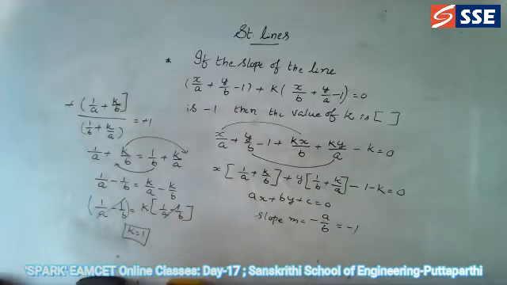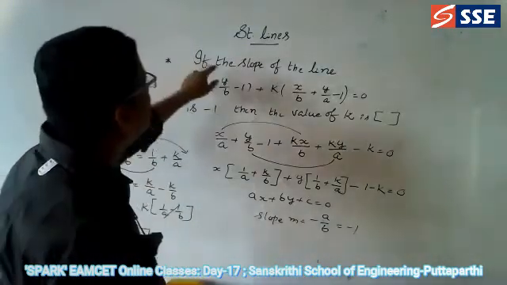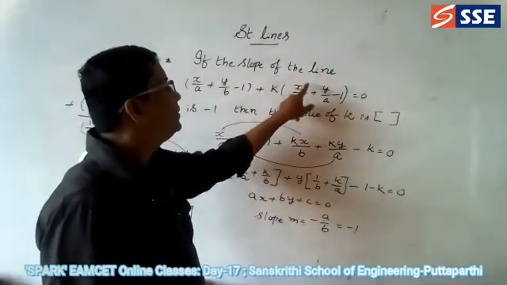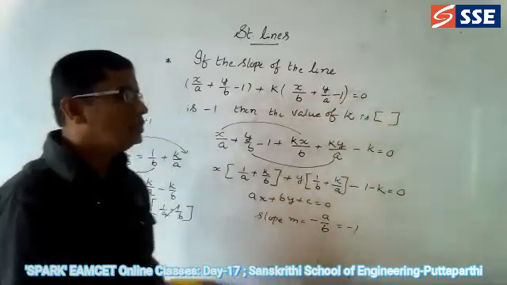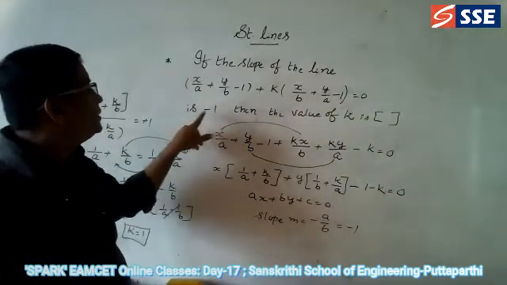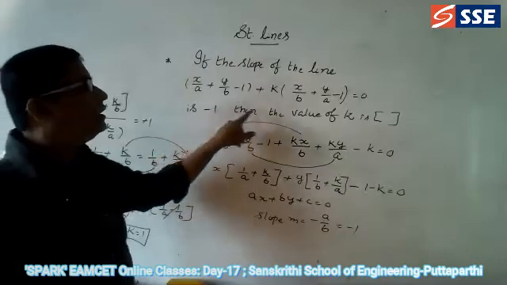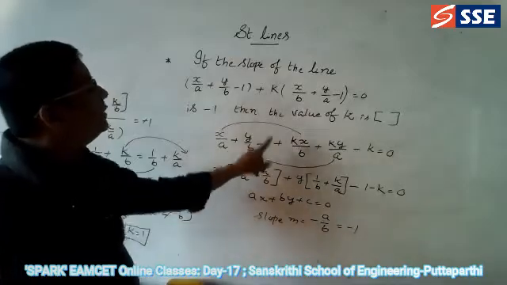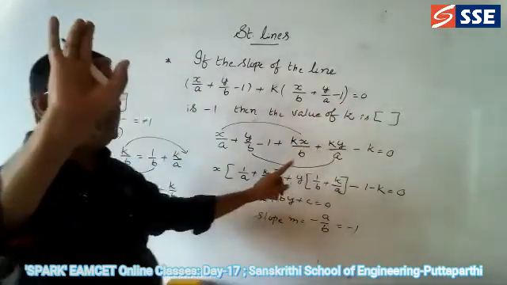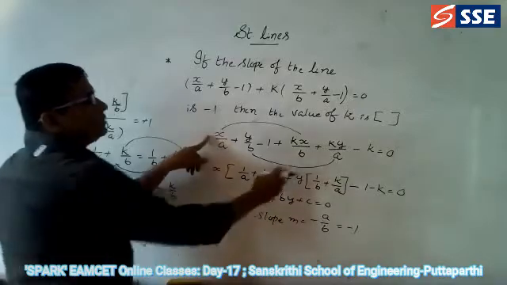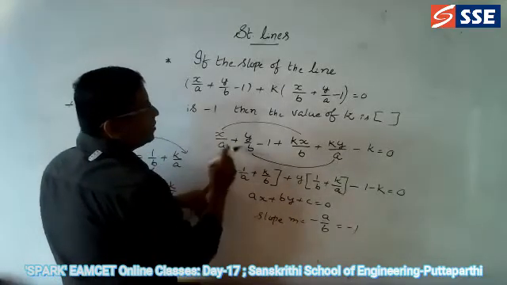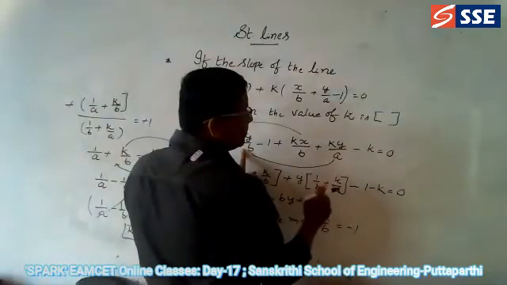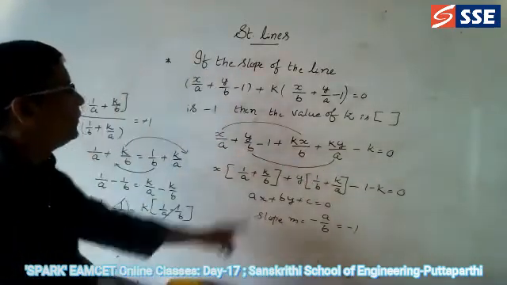So like this, you are going to do the problem. See here, if the slope of the line x by a plus y by b minus 1 plus k into x by b plus y by a minus 1 is equal to 0 is minus 1, then the value of k is equal to dash. Simplify it: multiply and take k common in these two terms, so it becomes 1 by a plus k by b. Take y common in these two terms: 1 by b plus k by a, minus 1 minus k.